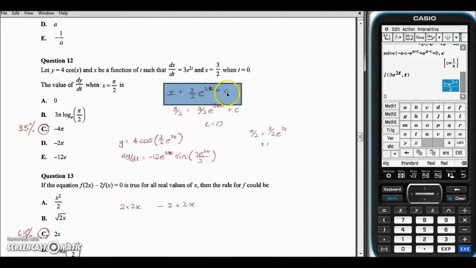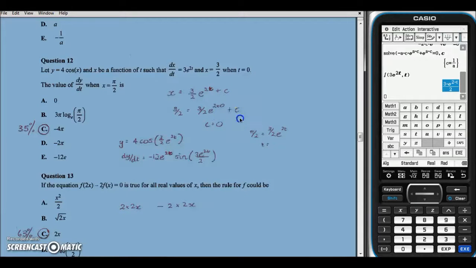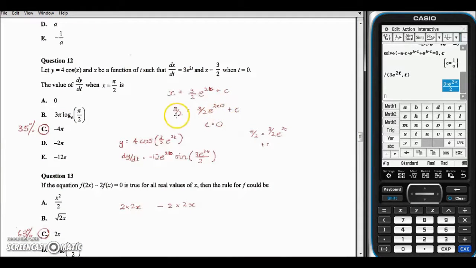So let's work out what c is. If t is equal to 0 when x equals 3 on 2, so sub that in, you're left with 3 on 2 equals 3 on 2 plus c, because e to the 0 is 1. So c is actually 0, so that's good news. So x is equal to 3 on 2 e to the 2t, which means that my function y equals 4 cos x is really y equals 4 cos of 3 on 2 e to the 2t.